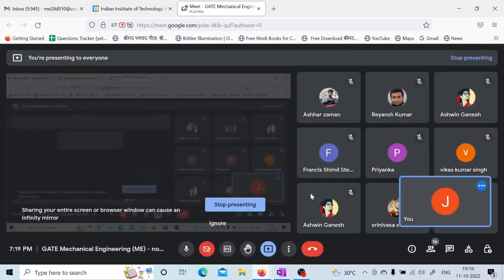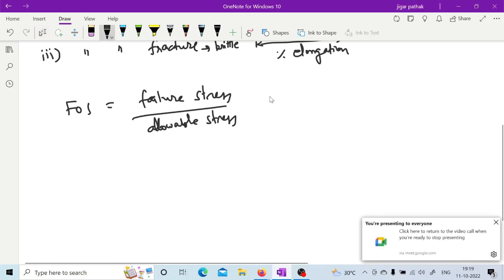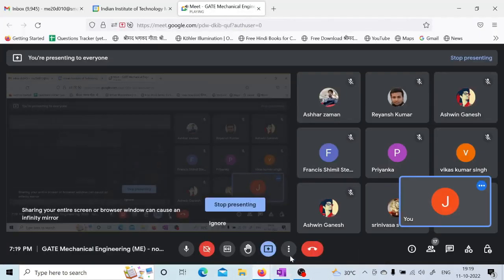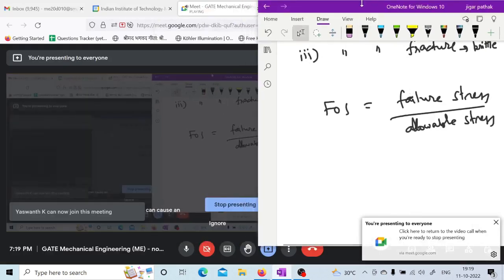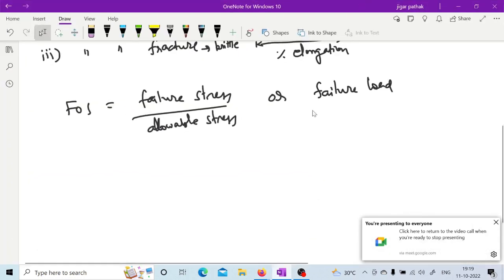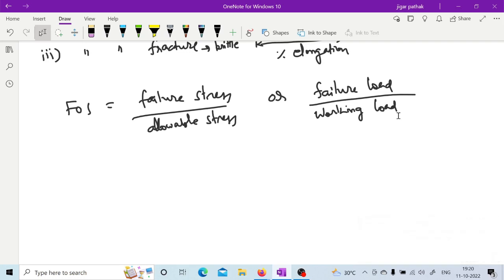Yeah. Okay. So, in other words, you can also write it as failure load upon working load. Right. Now, why is this factor of safety required?